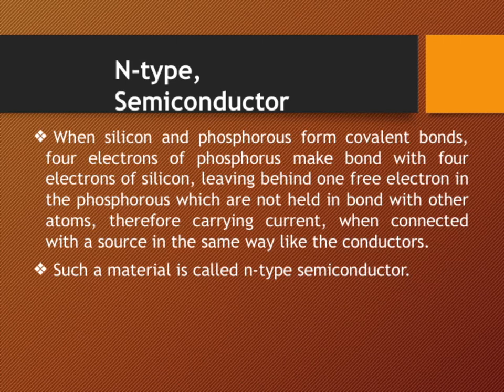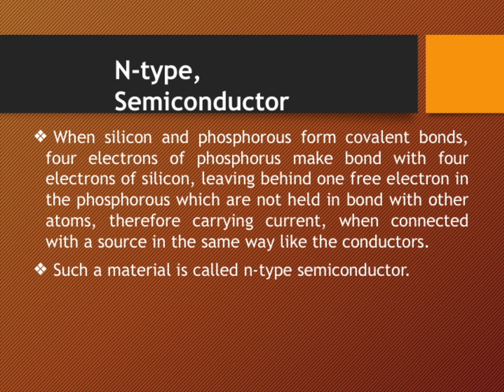When silicon and phosphorus form covalent bonds, 4 electrons from phosphorus each make a bond with 4 electrons from silicon. This creates a stable structure, but importantly, 1 electron from the phosphorus atom is left unpaired. This unpaired electron is free to move around because it's not held in a bond with any other atom. And this is crucial because these free electrons can carry current, especially when the material is connected to a power source, similar to how conductors work.